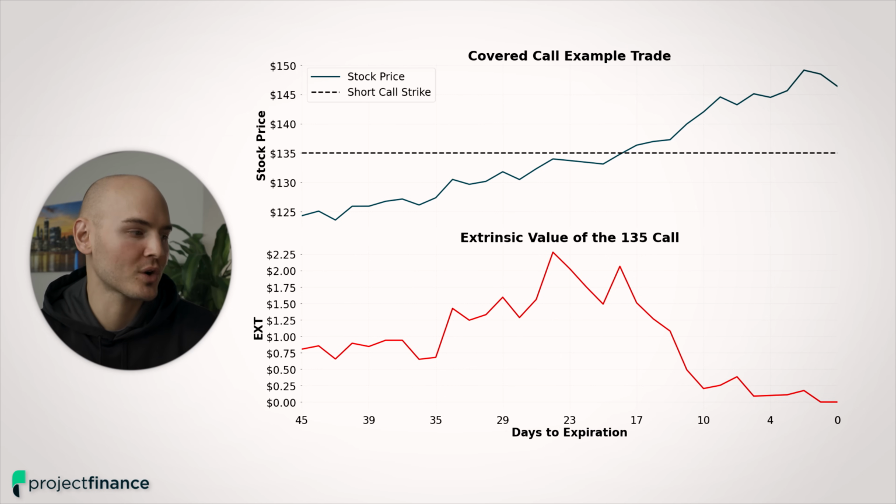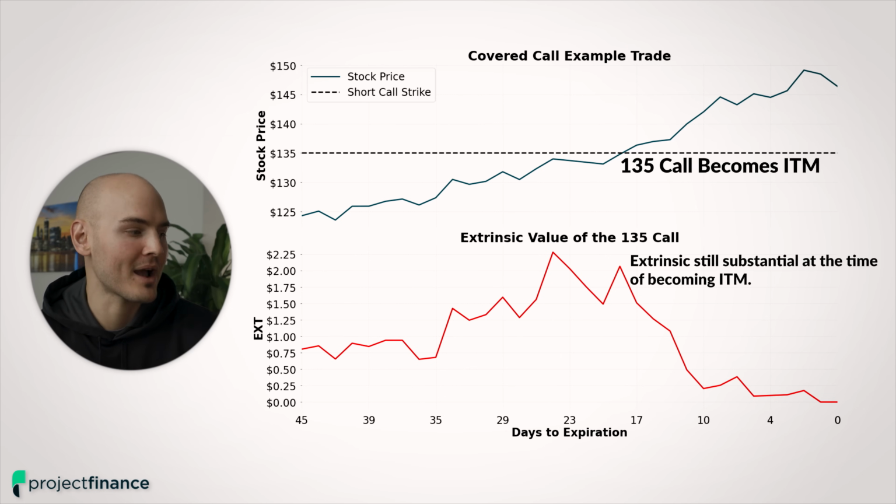But let's shift focus to the other example that we looked at earlier, which is where the stock price was increasing steadily and got very notably above the short called strike price by the time of expiration. So this time around, we can see that the short 135 call becomes in the money around 19 days to expiration when the stock price breaches that $135 price level. At this time, the 135 call has over $1.50 of extrinsic value and is therefore unlikely to face early assignment, in my opinion. $1.50 of extrinsic value is a lot of extrinsic value, and at that level, I really would not consider that option to be at risk of early assignment.